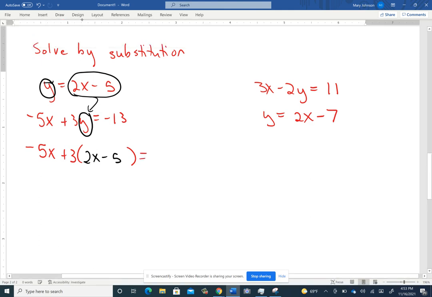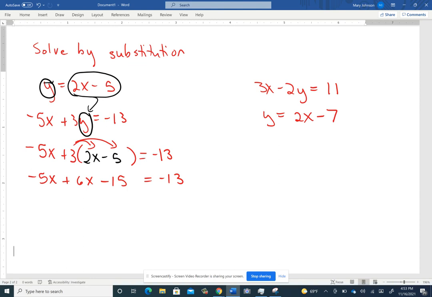Okay, so take a moment, pause it if you need to, and think about that. That's the key step. That's the idea behind substitution. Okay, now from here to the end, I'm just working on solving an equation like we did in chapter 2. We'd have negative 5x plus 6x minus 15 equals negative 13. These are on the same side. They're just like terms I'm going to combine, and I'll get 1x, or x, when I combine them. So those get put together. Now I'm going to add 15 to both sides, and I get x equals 2. Be careful about all your positives and negatives.